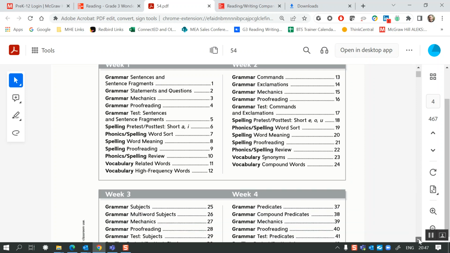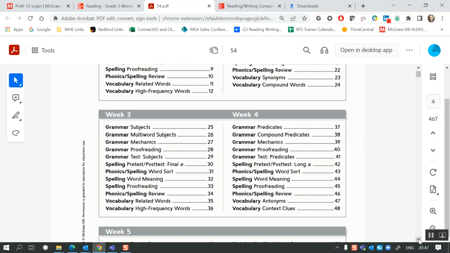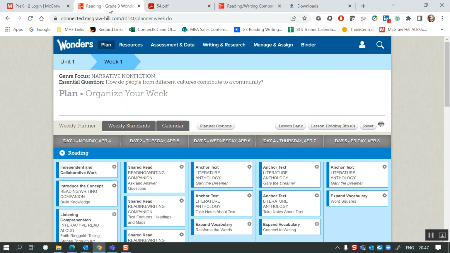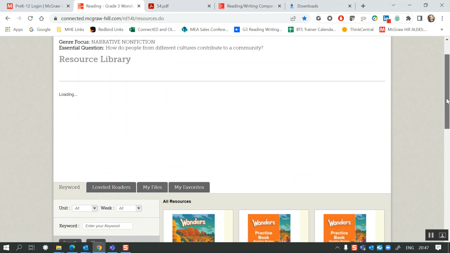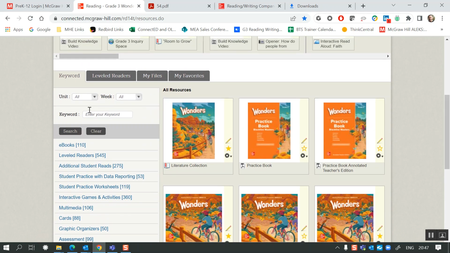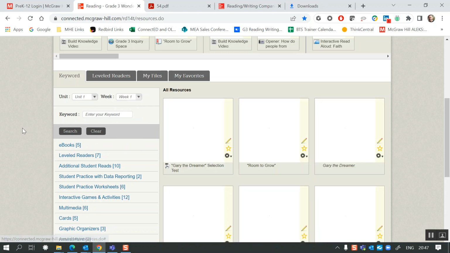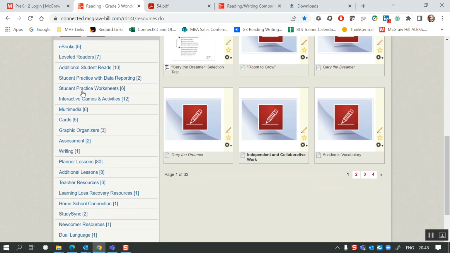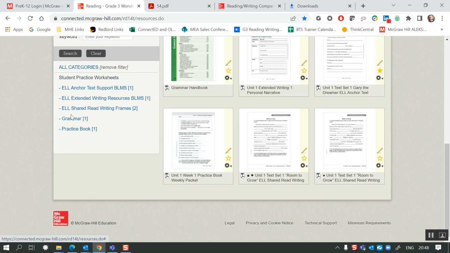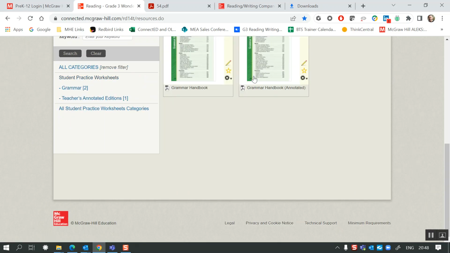And in grades one and K, the phonics will be maybe at least four or five exercises per lesson. So you do have that as well. Now, if you go to the resources themselves, you can actually filter these according to the week and according to the unit. So you will always find all of these exercises once you filter. For example, I go to student sheets, I have a grammar sheet, and I have the entire grammar handbook as well.